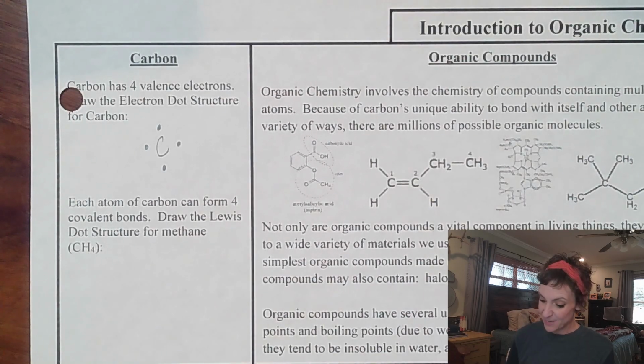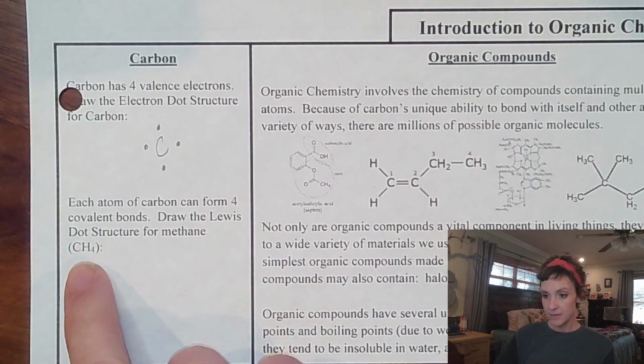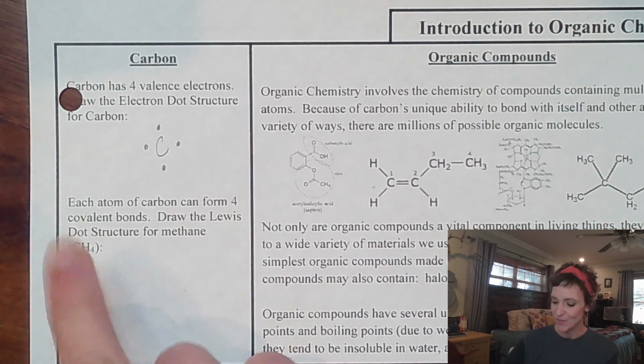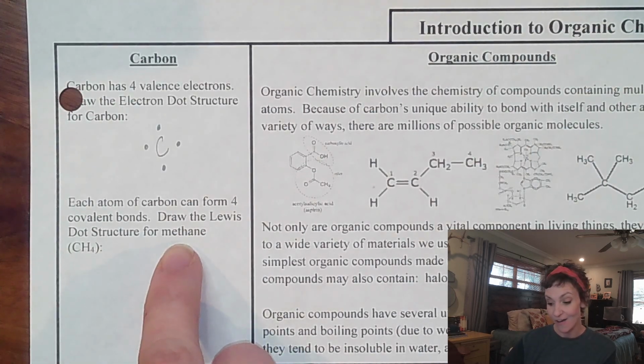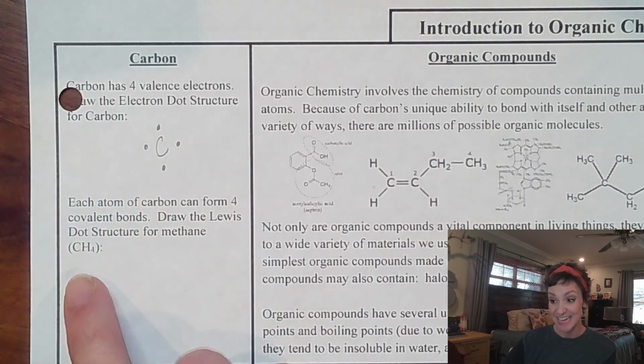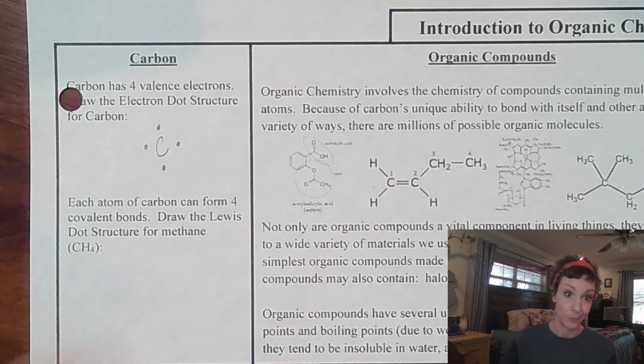Okay, so the next thing we're going to do is, it says each atom of carbon can form 4 covalent bonds. Draw the Lewis dot structure for CH4. Now, previous to today, we would be calling that carbon tetrahydride, which is a correct name for this molecule. But we're going to learn how to name these organic compounds in different ways. So this is technically methane. Do not be afraid. We will talk about how to name this in a second, but we're going to draw the Lewis dot structure for methane.